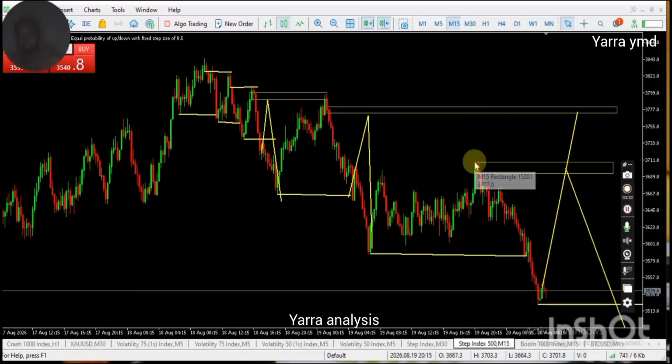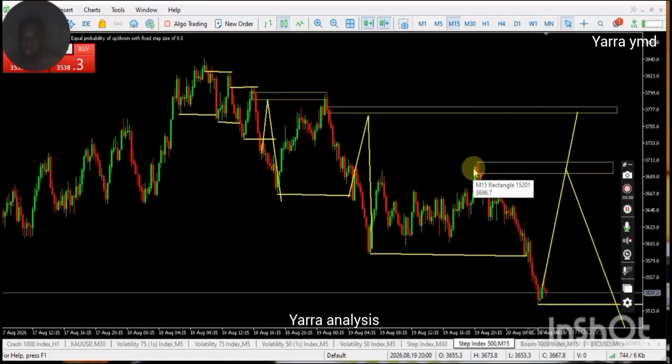So that's just the strategy. The strategy is very simple. Once the market breaks the low, you just wait for the market to retrace back to the magnet zone. Then you take your trade. That's just it. So just try it.